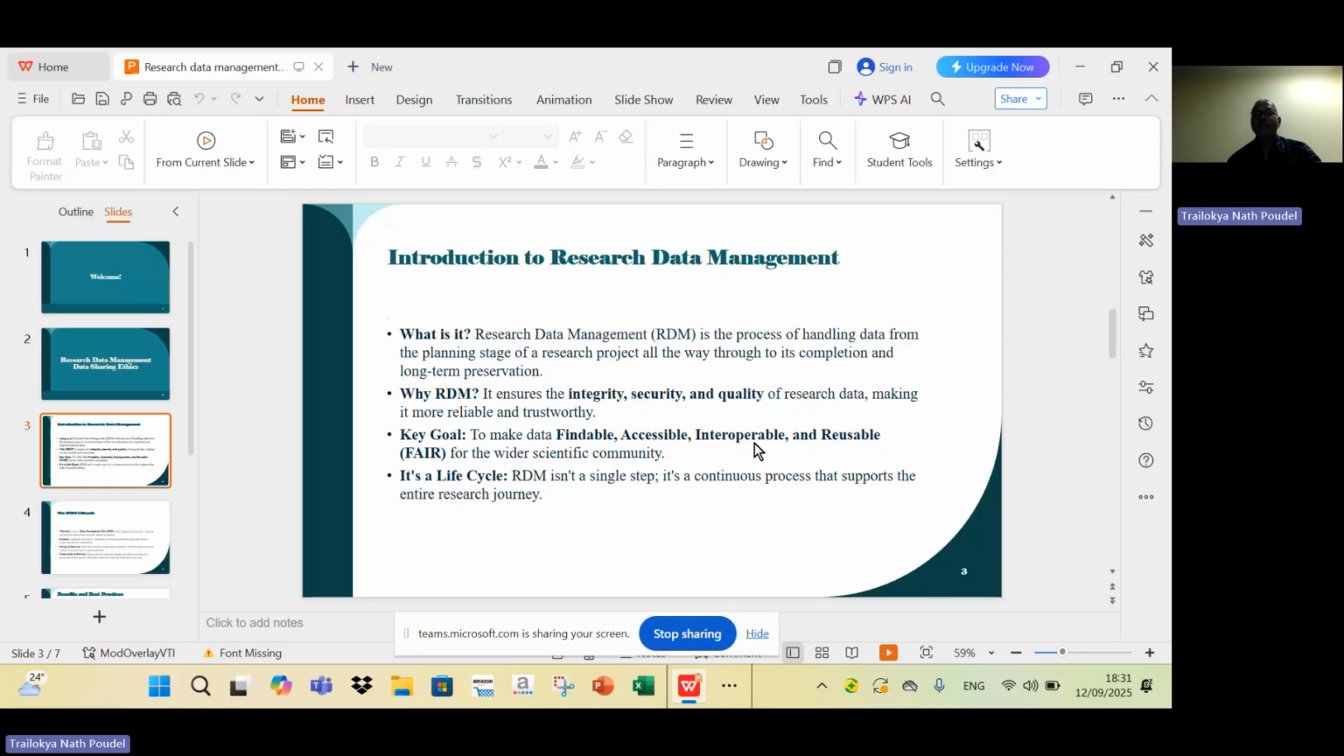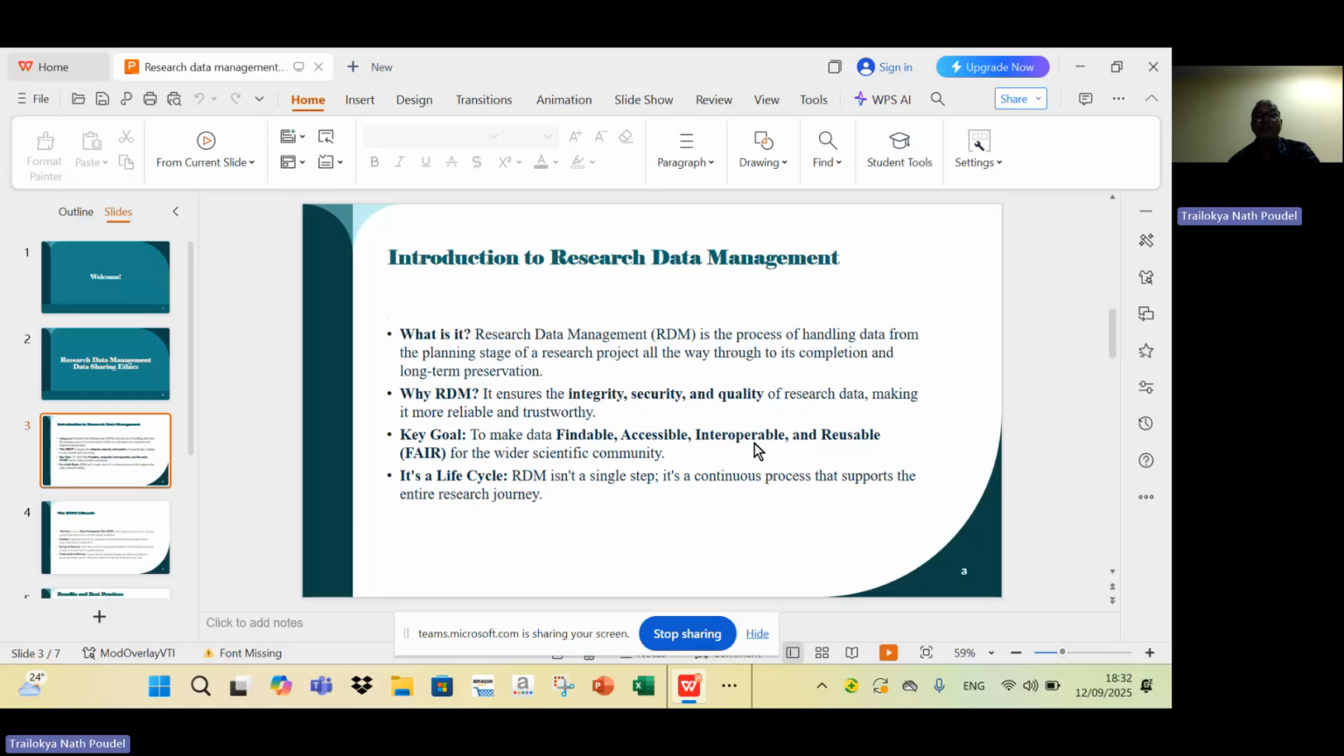research data management is. Research data management, RDM in short, is a process of handling data from the planning stage of a research project all the way through to its completion and long-term preservation. And why is RDM needed? It ensures the integrity, security, and quality of research data, making it more reliable and trustworthy.